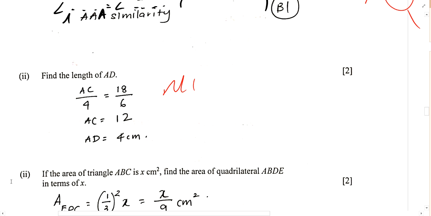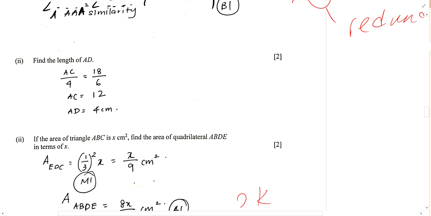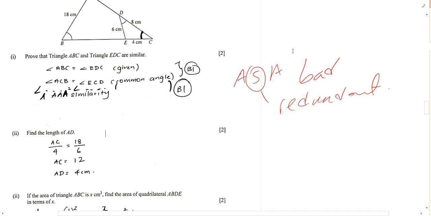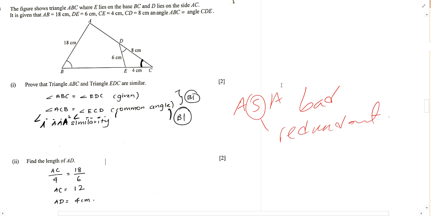Find the length of AD. Many of you only managed to get 1 mark over here. So just find the ratio of the corresponding sides. In this case, AC, based on the naming of the triangles, has a corresponding side to EC. Where is EC? EC is over here, the blue color one, so AC over 4. That's what we have. Then you find another ratio of sides.